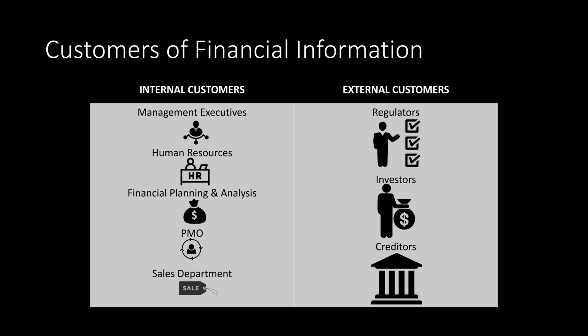Now, in terms of the external customers, we have regulators, investors, and creditors. The regulators are individuals such as auditors who help determine whether the finances of the business are not being misrepresented. The investors can use this information to determine if the business is a profitable one and if they would like to invest in a business or not. The creditors, such as banks, can use this information to determine how profitable the business is and then further give a credit line to the business or lend money to the business.